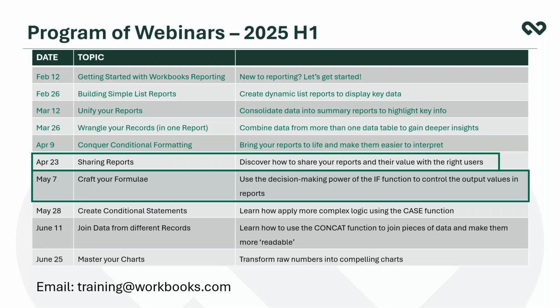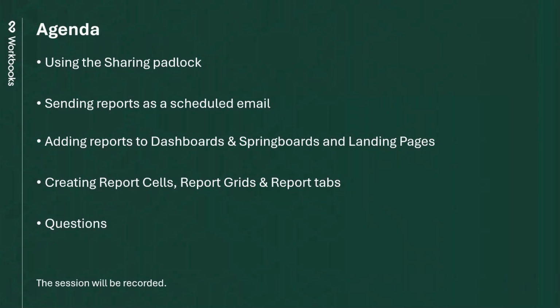So with that said, let me go into what we'll be covering today. I'm going to show you how to share a report using the sharing padlock within the report. Then we'll look into how you can set up an email containing reports and/or charts, which can be sent on a regular schedule to other Workbooks users or people outside of your business. You're probably aware of the most common way to share report information, which is to add reports and charts to a dashboard. And then in turn, those dashboards can be added to users' springboards. And I'll show you how to do this.